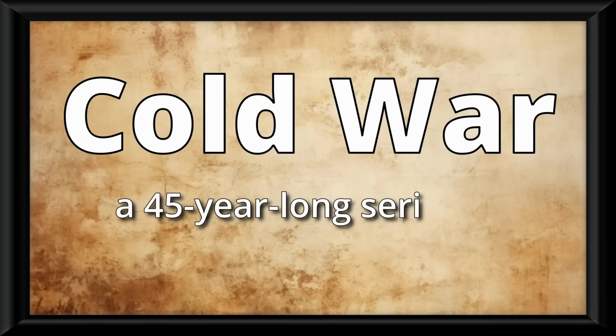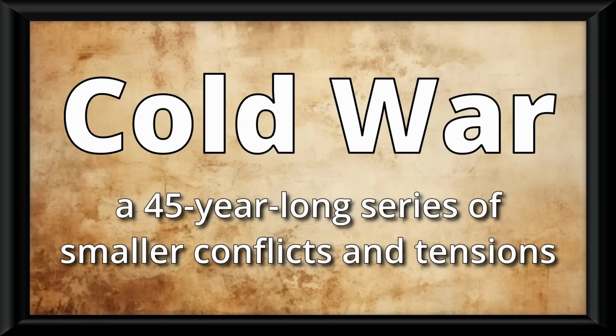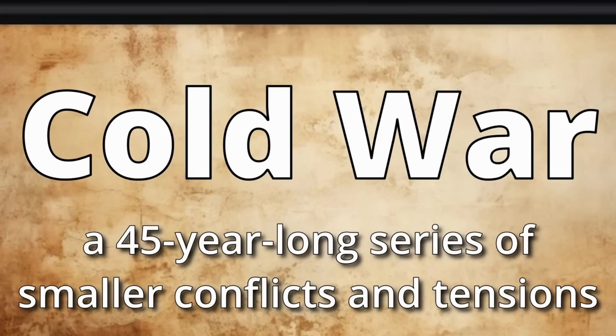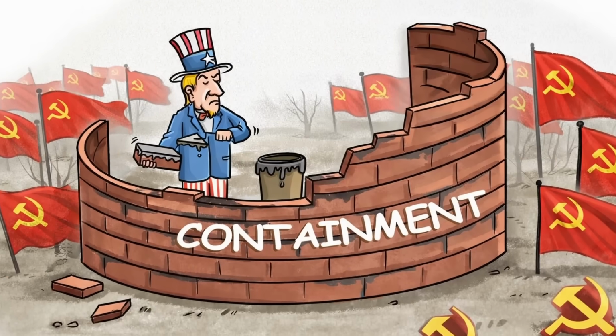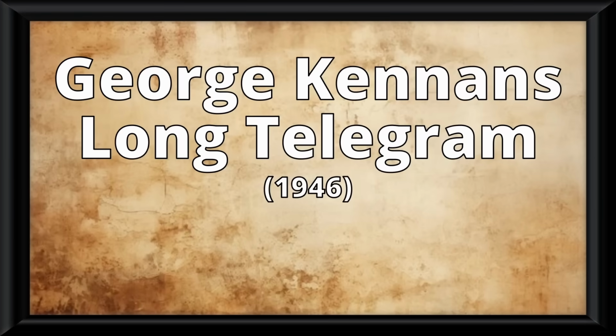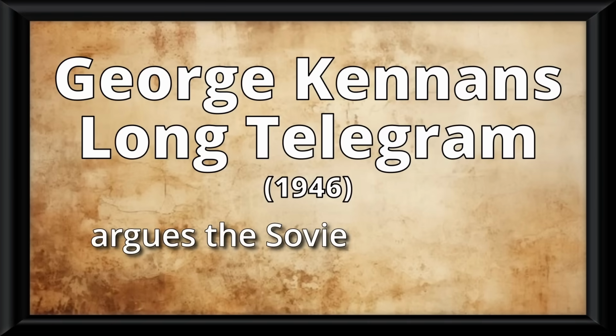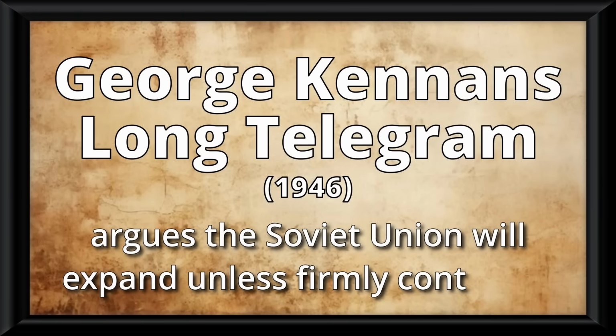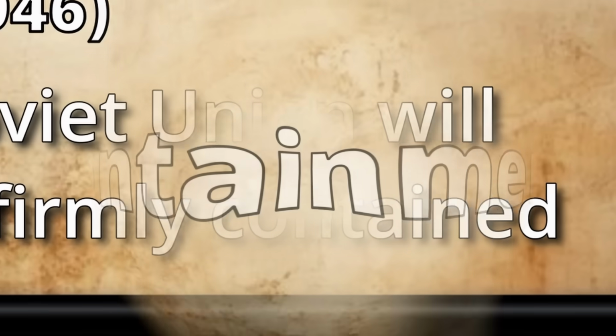It will be a 45-year-long series of smaller conflicts and tensions that, over time, add up to one massive, quote, Cold War. So from 1945 to 1980, one thing will remain constant. Containment, simply meaning that the US's goal is to stop communism from spreading. This idea comes from George Kennan's Long Telegram, where he argues that the Soviet Union will expand unless firmly contained. So let's give some examples of this containment.